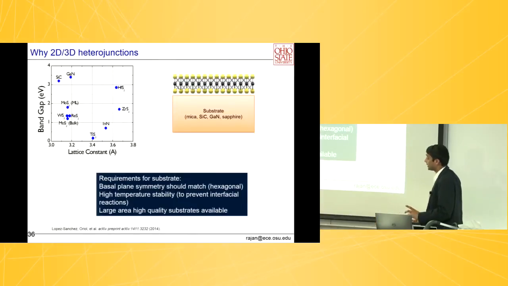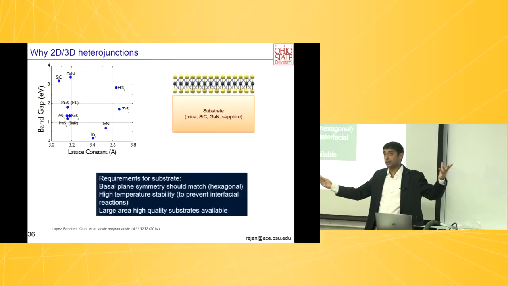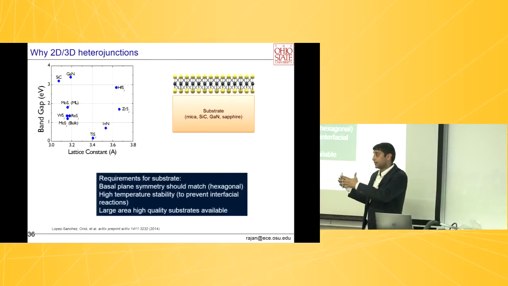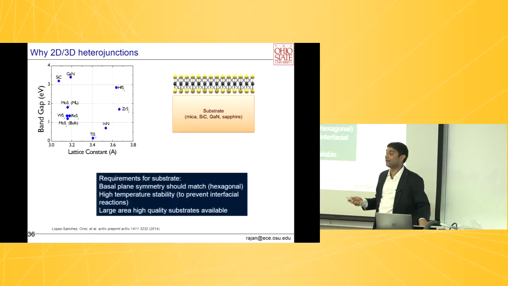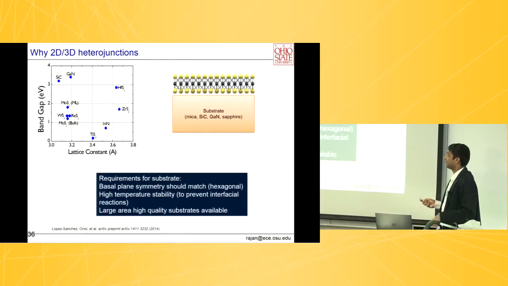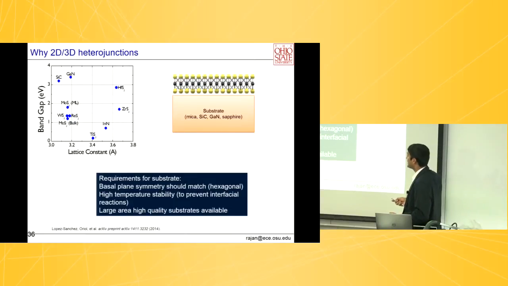And so how to do epitaxy? One way to do epitaxy is, of course, to start with 2D materials. But 2D substrates are not so common; mica is there, there are some layered substrates. But 3D substrates are much more common. They're very easily available to us. Things like sapphire, gallium nitride, you can buy them very easily.